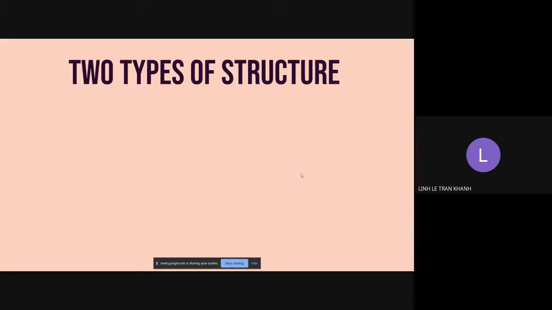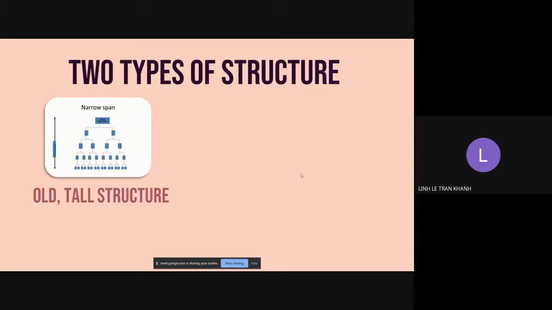A tall structure has an overall narrow span and more hierarchical levels, as you can see in the picture here. In the old time, having too many hierarchical levels and narrow span of control is a common structural problem for organizations. The result may be that routine decisions are made too high in the organization, which pulls higher level executives away from important long-range strategic issues and limits the creativity, innovativeness, and accountability of lower level managers.